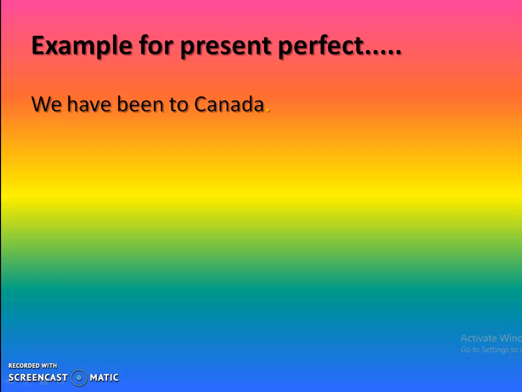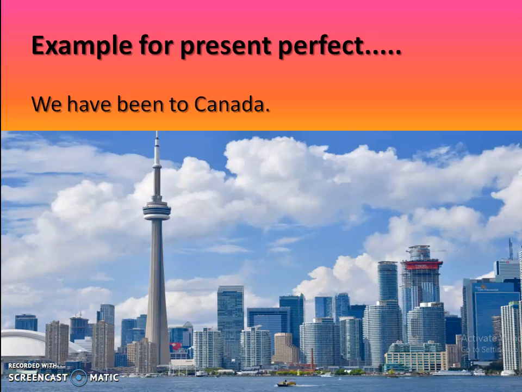An example for present perfect tense. We have been to Canada. As the definition said, the action may have happened in the past. This sentence is a good example for it.